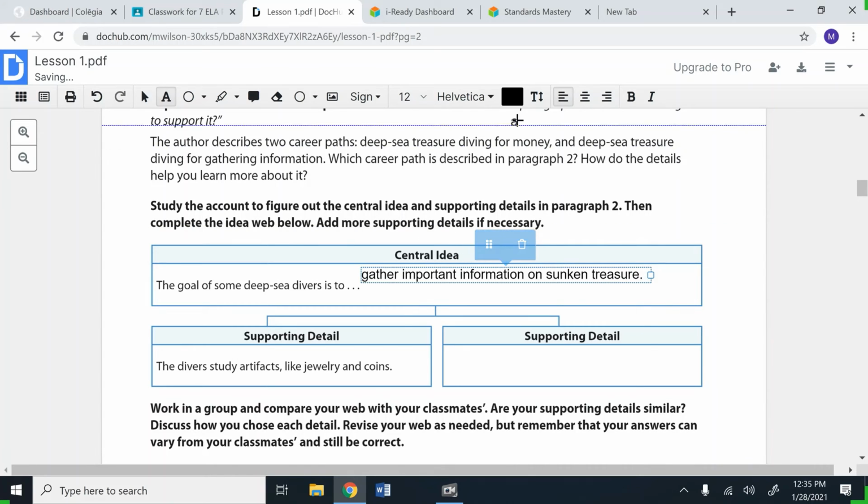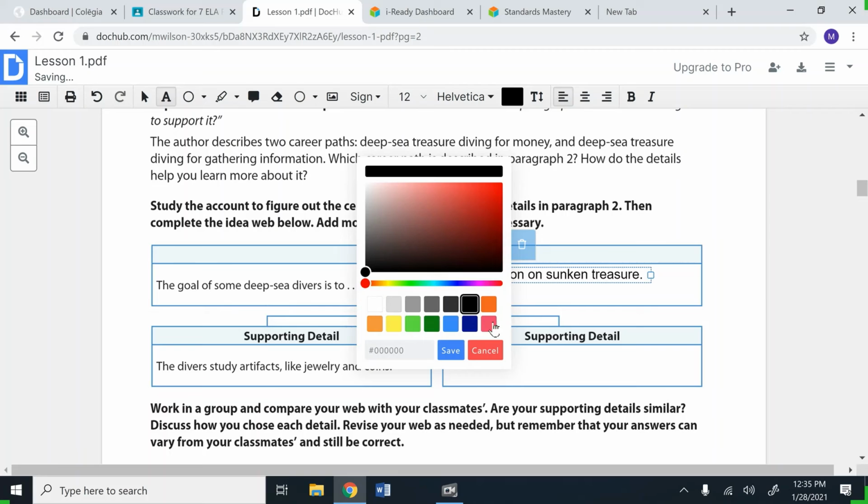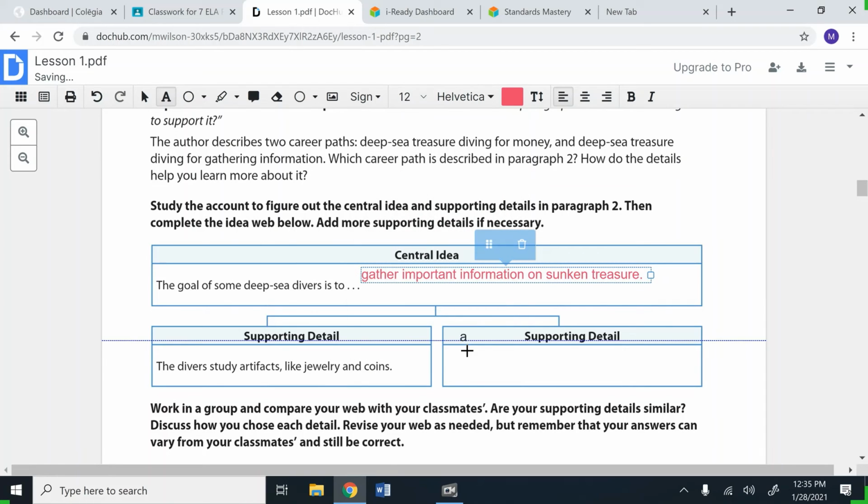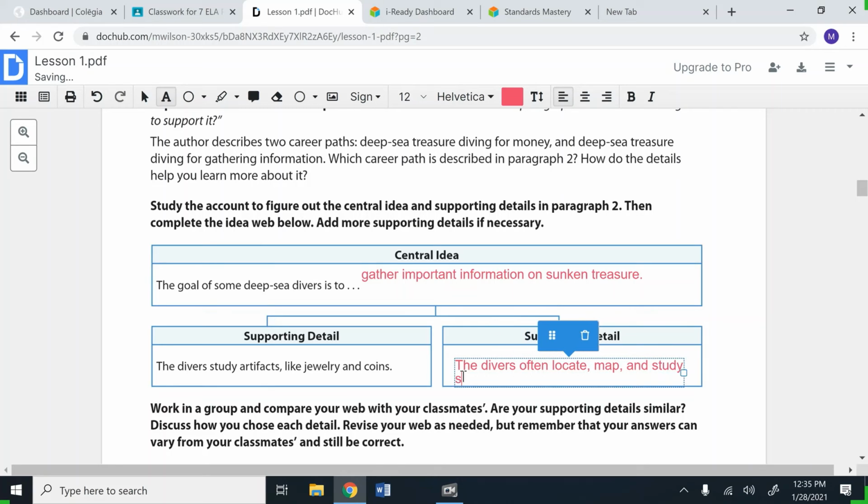And I'm going to make sure that my text is a different color so it stands out. And so now the first supporting detail we said was that the divers study artifacts like jewels and coins. So I'm going to need to put in a second supporting detail. And in this case, I'm going to put that they often locate, map, and study shipwrecks. So let me go ahead and type that in. So the divers often locate, map, and study shipwrecks.